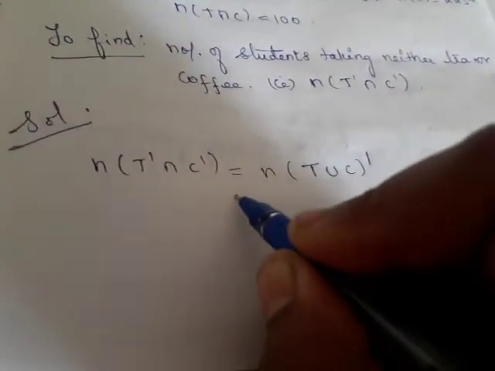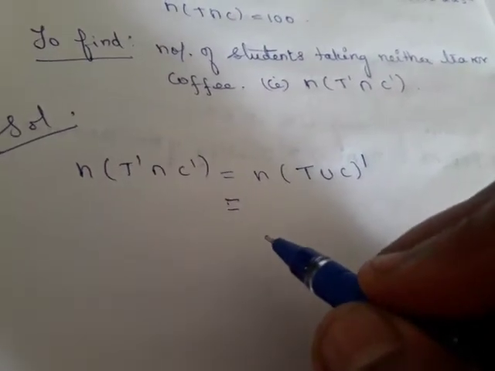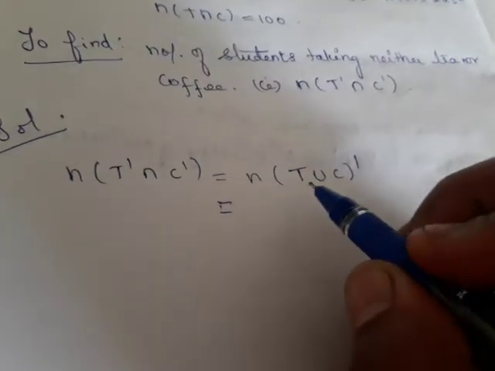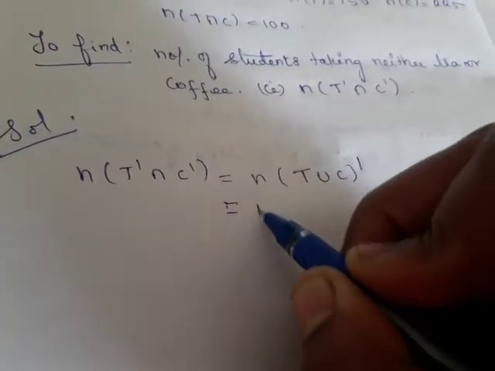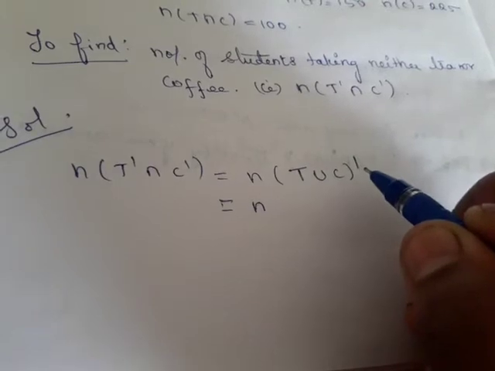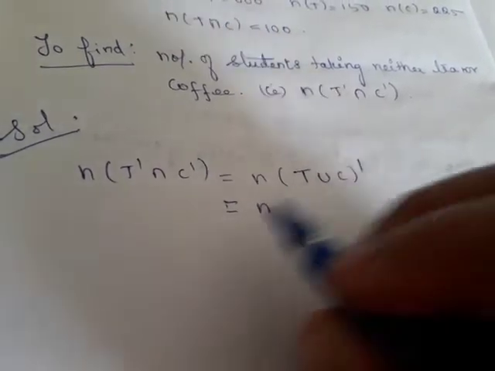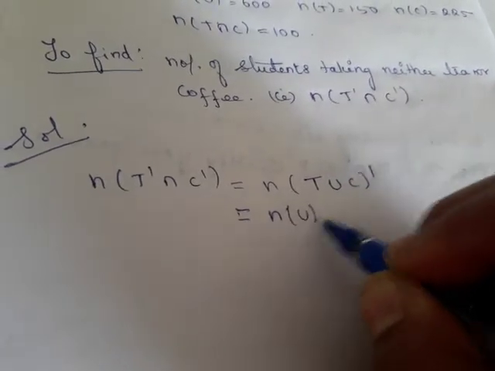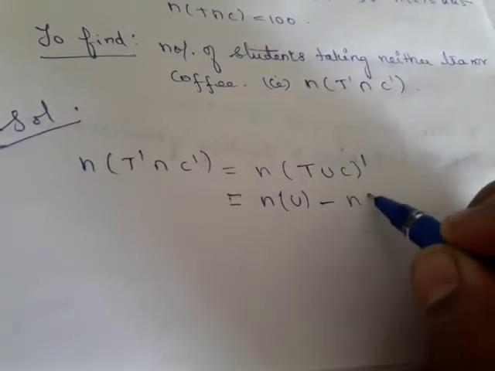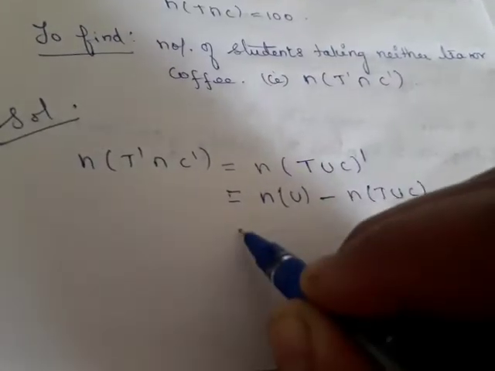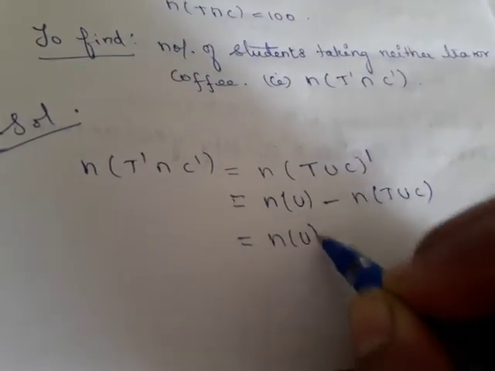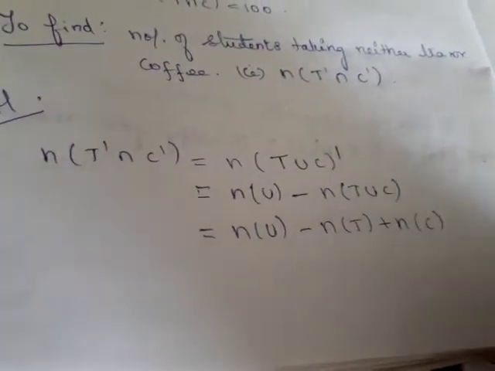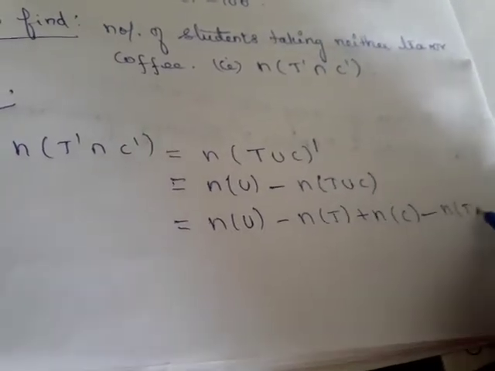Now how can we remember this? These are all listed out in the important results related to cardinal numbers. If you recall, you can get it, right? Now T union C the whole dash, how can I write it? What is the definition of the complement? Dash means complement. It is nothing but the difference between the universal set and the set. So I can write this as n of U minus n of T union C. But again, n of T union C is nothing but n of T plus n of C minus n of T intersection C.